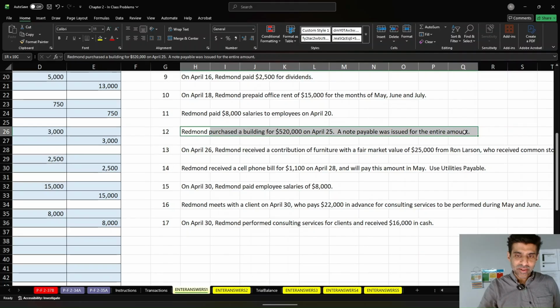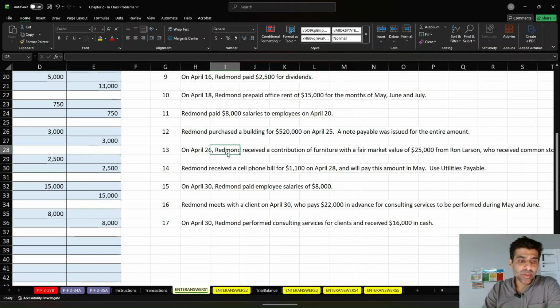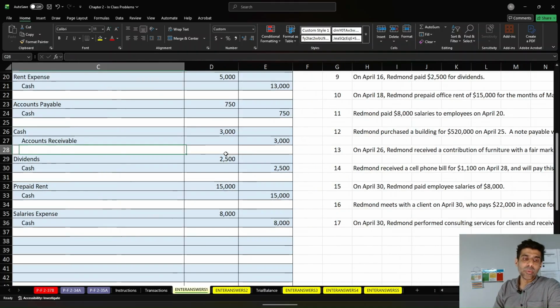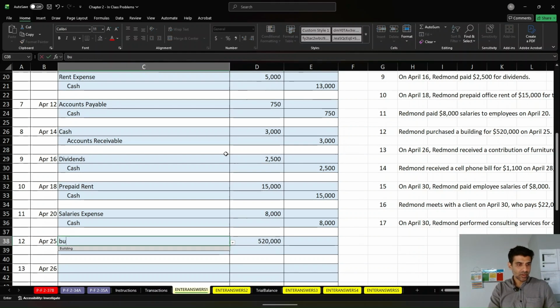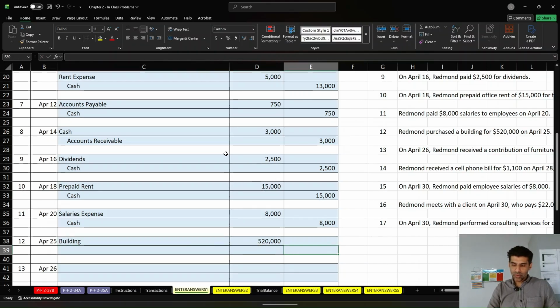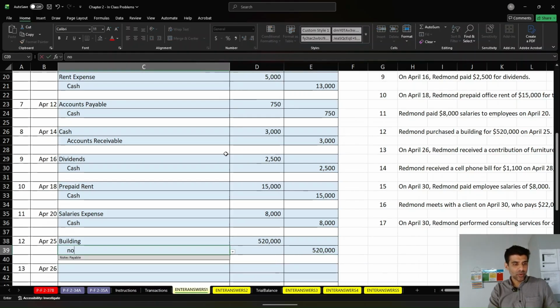We purchased a building. Okay, so we're purchasing a building and we're not paying any cash for it. We're taking on a loan for the entire purchase amount. Okay, so the building, what is that? Is that an asset, liability, revenue, expense? Asset. We're receiving it. So is that a debit or a credit? Debit. Okay, so 520,000 debit to building. And we know there's a credit, 520,000. What should it be to? Notes payable. Okay.